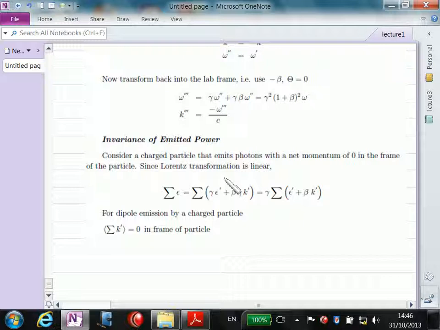Okay. So it's emitting the same photons, but they're more energetic. So how could the power be the same? The answer is because more time is elapsing in your frame than in the rest frame, by a factor of gamma. And that's basically what this proves.